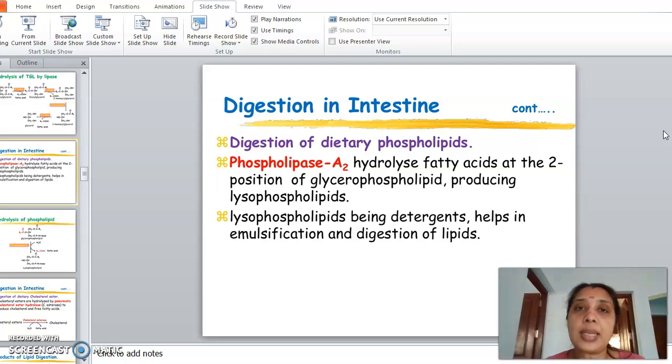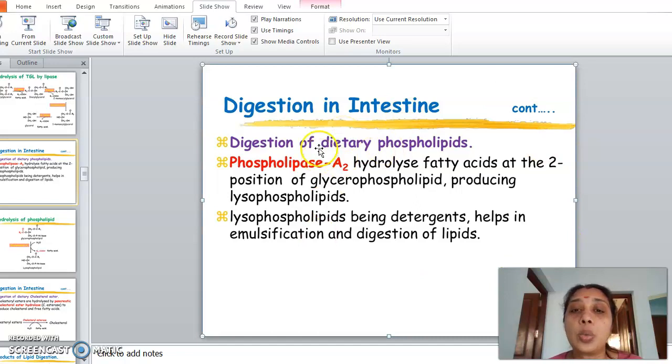Right? Now the second category of enzyme present in the pancreatic juice is phospholipase A2. Phospholipase A2 is also known as lecithinase enzyme. So what's the function of this enzyme? It brings about the destruction of the phospholipid lecithin. What is the other name of lecithin? Phosphatidylcholine, right? So it carries out the degradation of the phospholipid known as lecithin.